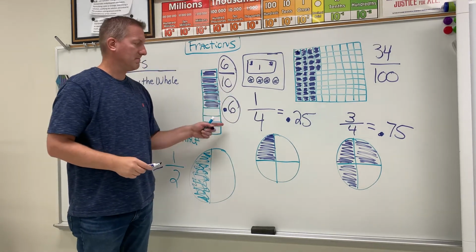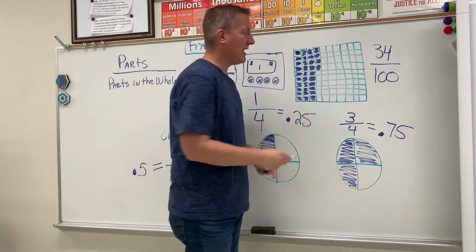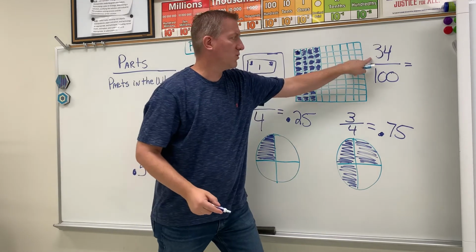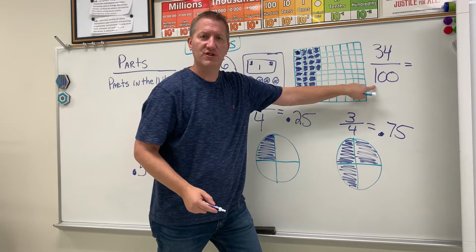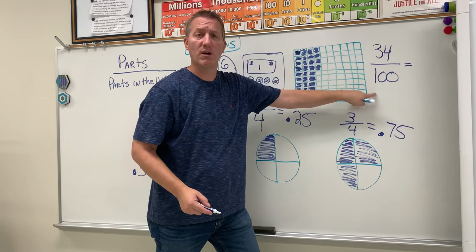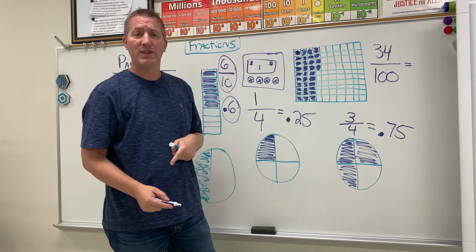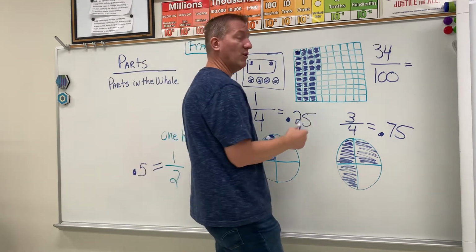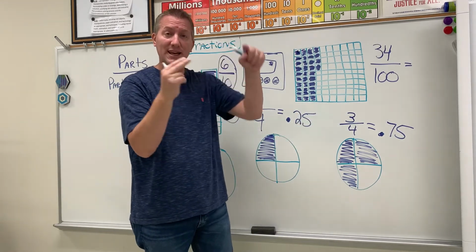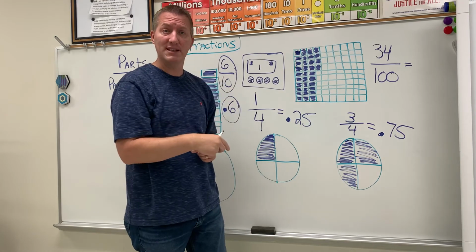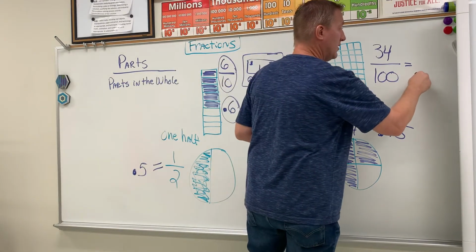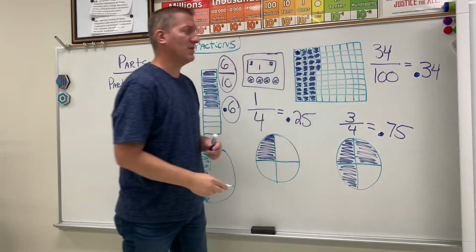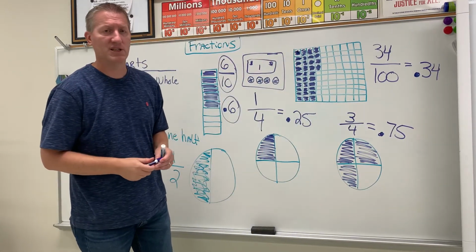Okay, and then over here, how would we convert this one to a decimal? Well, it's 34 over 100. So that would be 34 hundredths, right? And you know the hundredths place is the second place to the right of the decimal. So you put decimal point 34. Okay, so that's 34 hundredths.